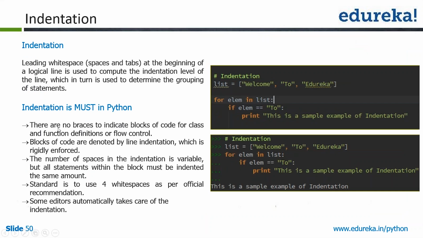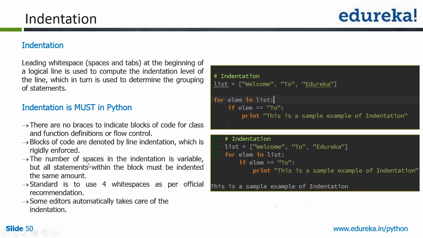It says there are no braces to indicate blocks of code for class and functions. So you have a colon to indicate that, but then the colon specifies that all code below it should have at least one tab preceding it, to ensure that this is the next level of code within a looping structure or within a class or within a function. Now, blocks of code are denoted by line indentation, which is rigidly enforced. The number of spaces in indentation is variable, but all the statements within the block must be indented by the same amount.